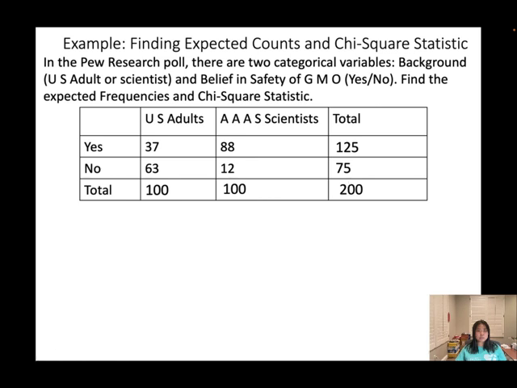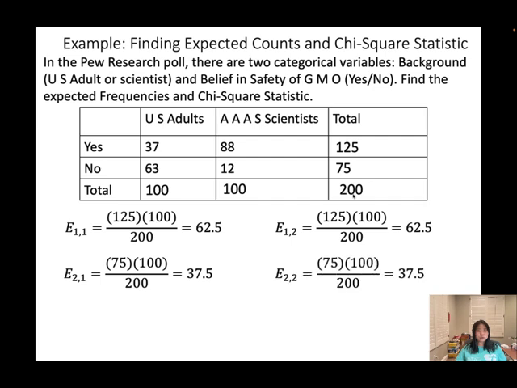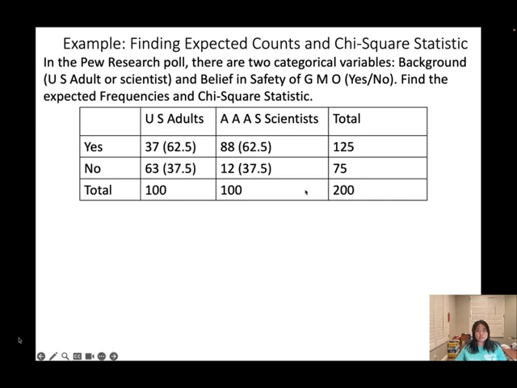Now, let's find the expected frequency. First one, we're gonna find E11. So we're gonna use the row total times the column total divided by the grand total. E21 will be this guy: 75 times 100 divided by 200. Then E12 and E22, find out the expected frequencies. And then I'm gonna write them here. Total, grand total, and expected frequency.